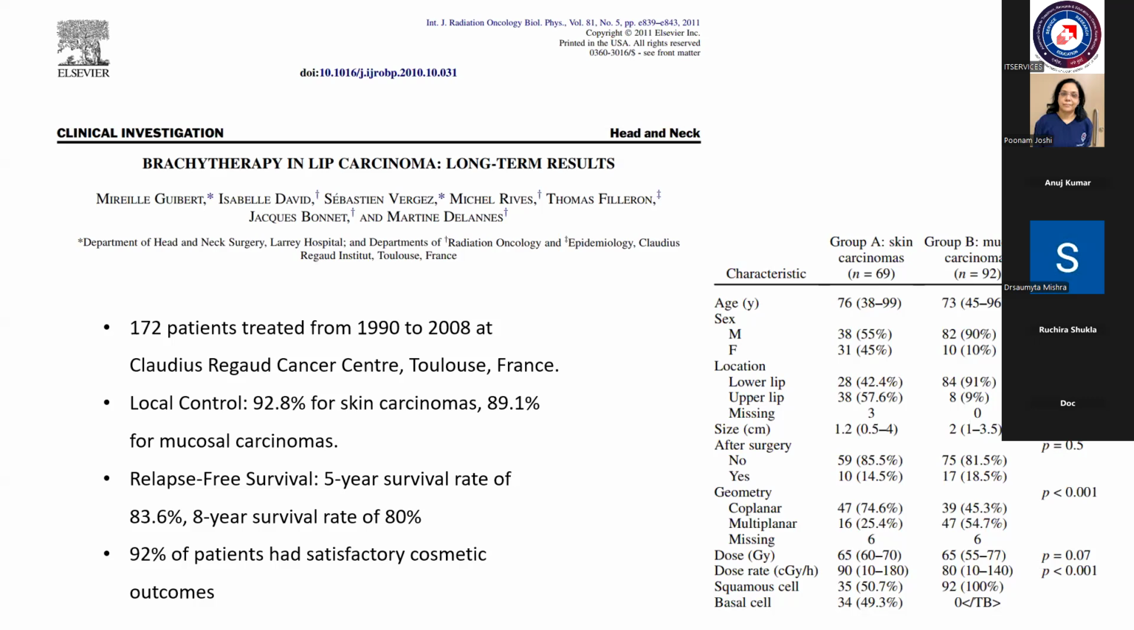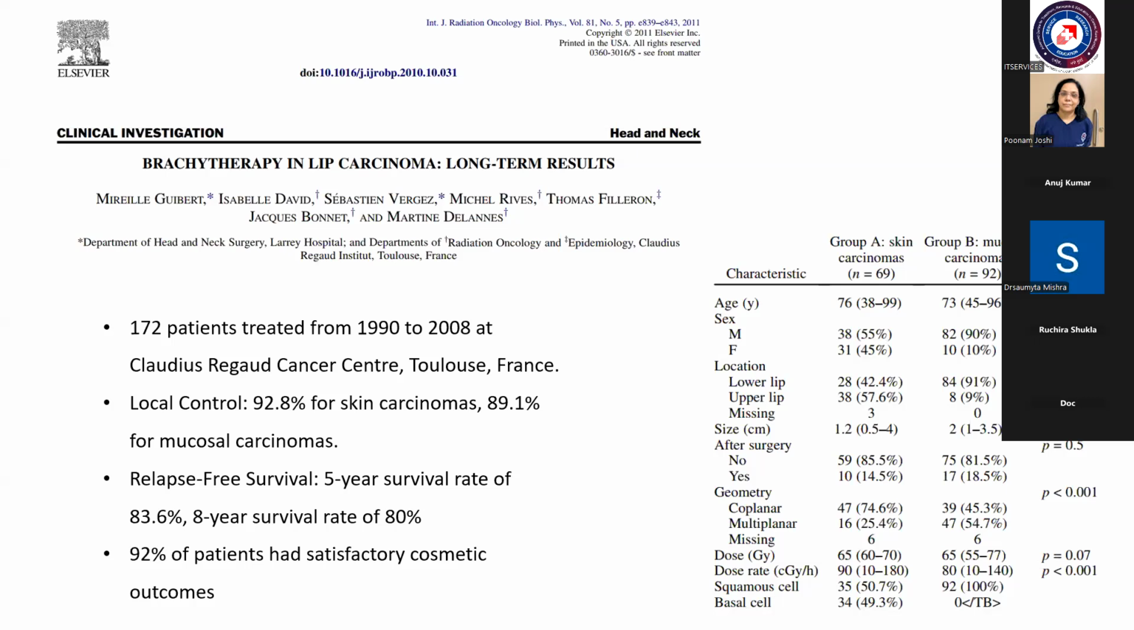So we can see that the local control rate is quite good when you give brachytherapy in early lip cancers, with good relapse-free survival and overall survival. And the most important thing is that the cosmetic and functional outcomes were very good, with 92% of the patients reporting good cosmetic outcomes.